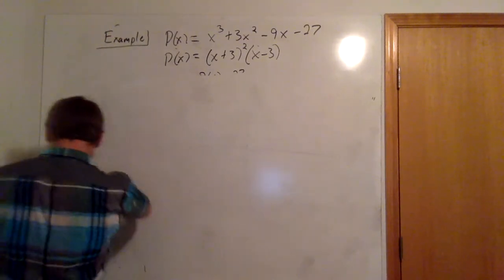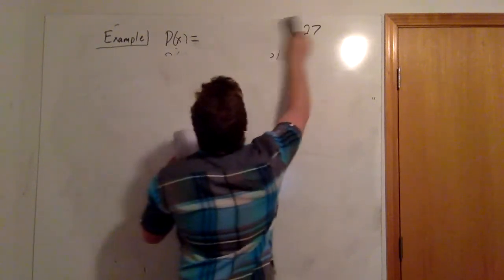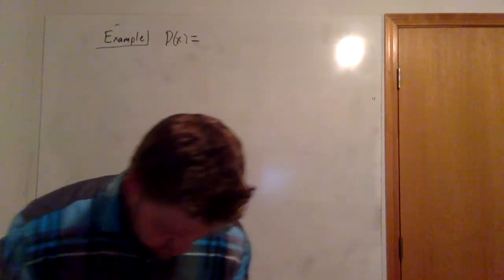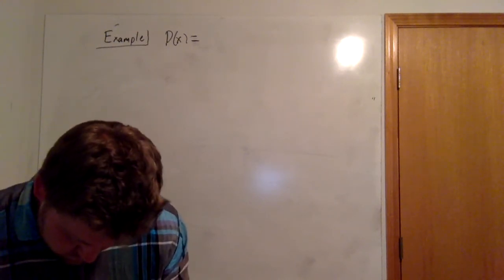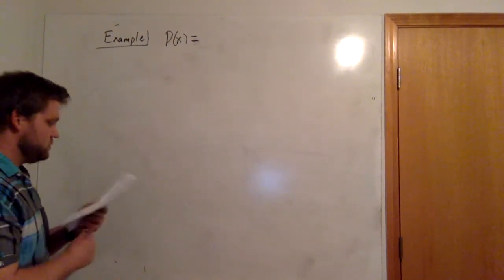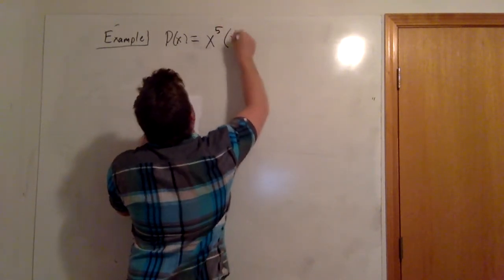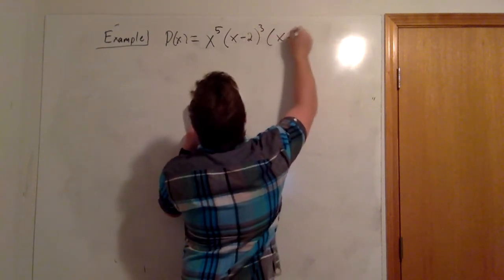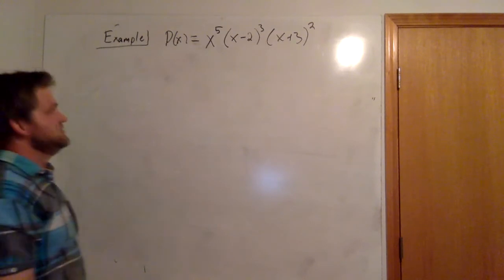So this will be our last example. Okay, so let's say I have p of x is equal to x to the 5th times x minus 2 cubed times 8x plus 3 squared. Okay, let's go ahead and graph this. They've already factored it for us, which is nice.